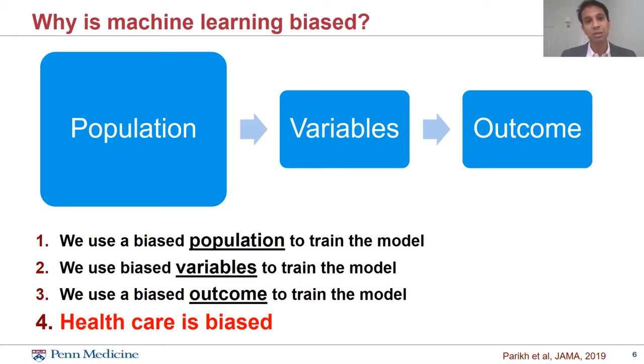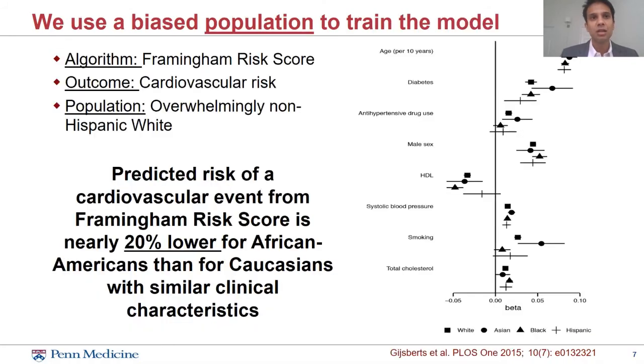And I'm going to highlight some examples of each of those, but they all sort of boil down to the underlying fact that a lot of the way that we deliver healthcare is biased, and that's reinforced in each of these 3 steps. So first, we often use biased populations to train a machine learning algorithm that could reinforce bias.